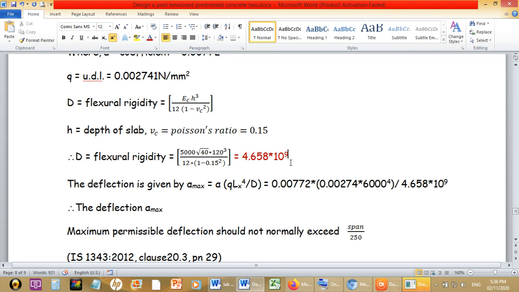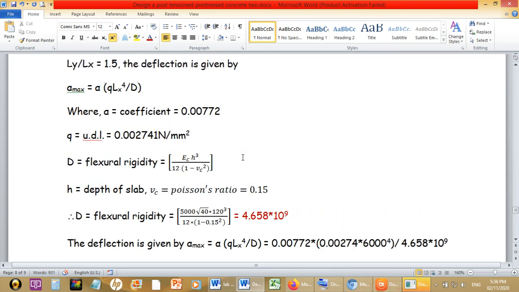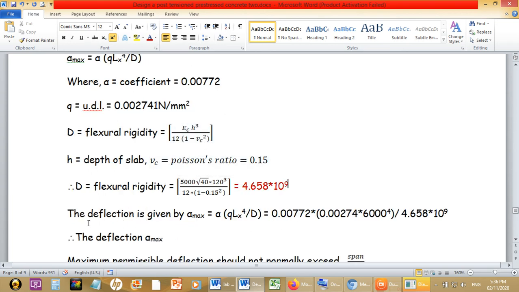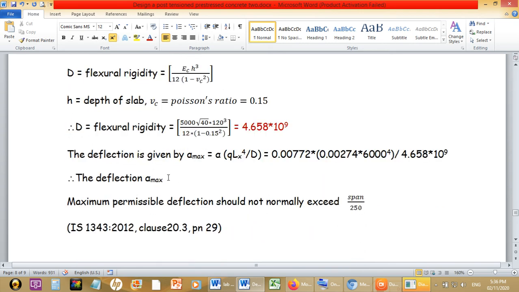Now this flexural rigidity value we are going to put in the deflection formula. By putting all these values, the alpha value, Q value, L value and D value, after calculation we get the deflection value as 5.885 mm. So this is the actual deflection taking place in the structure.